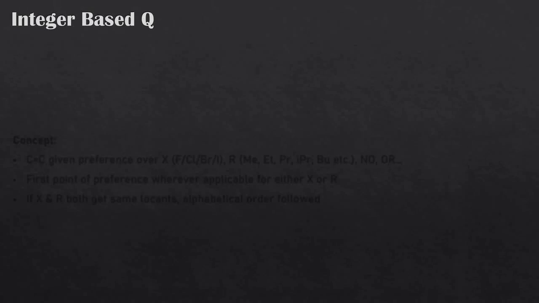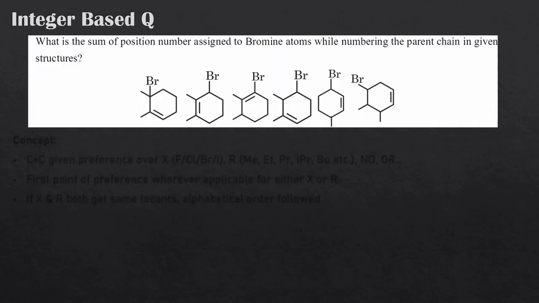Hello everyone. We are going to discuss a question from IUPAC nomenclature for some organohalogen compounds. This question is an integer-based question. We are given some cyclic compounds where we have bromine atoms present, and there are some alkyl groups, methyl, present. There is also one double bond present somewhere. So here are the different molecules which are given to us.